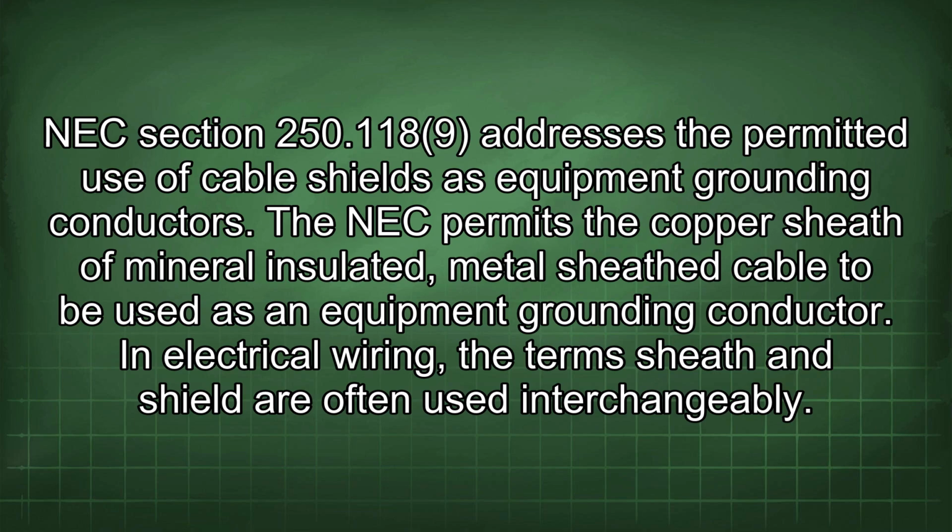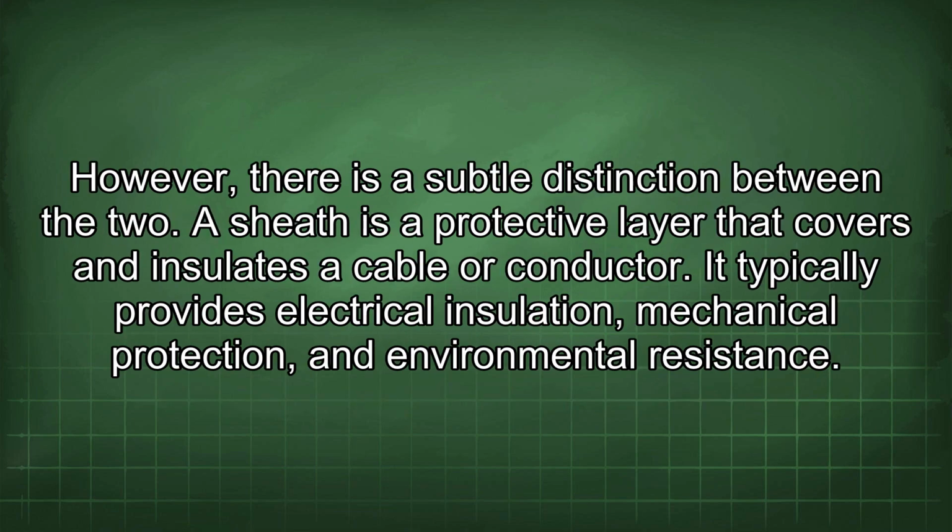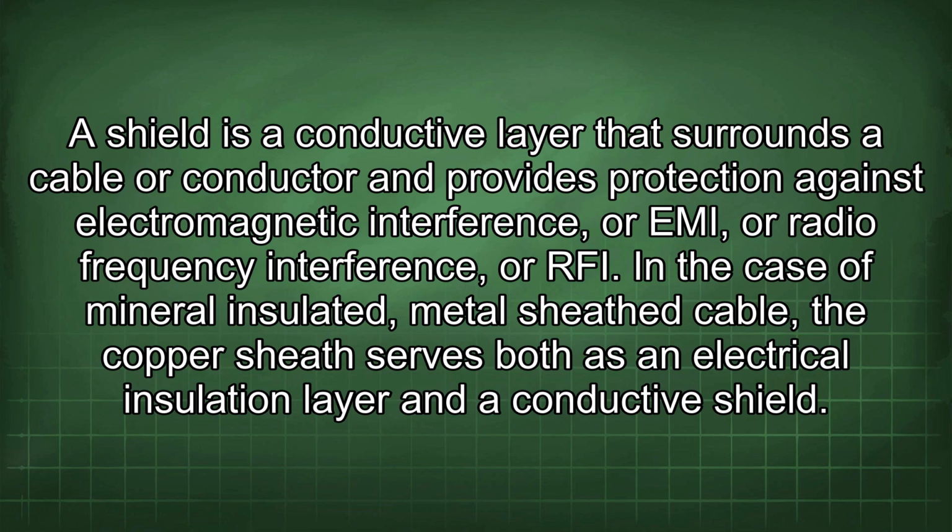In electrical wiring, the terms sheath and shield are often used interchangeably. However, there is a subtle distinction between the two. A sheath is a protective layer that covers and insulates a cable or conductor. It typically provides electrical insulation, mechanical protection, and environmental resistance. A shield is a conductive layer that surrounds a cable or conductor and provides protection against electromagnetic interference, or EMI, or radio frequency interference, or RFI.